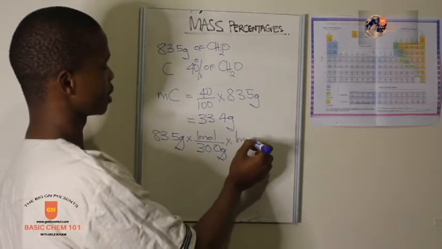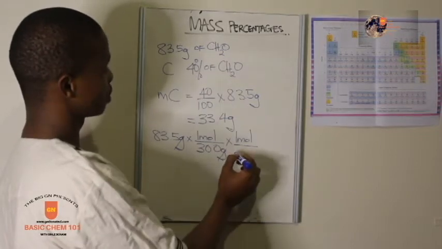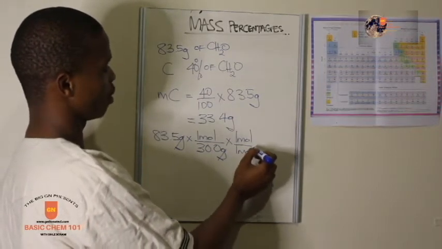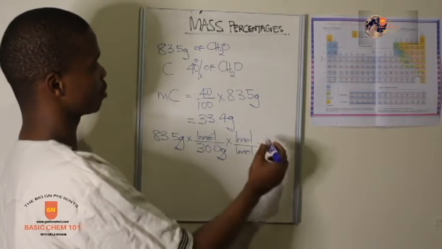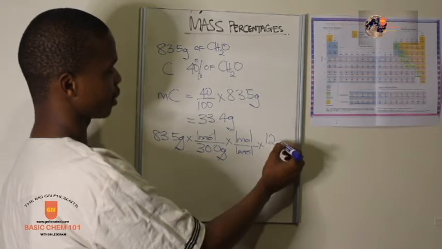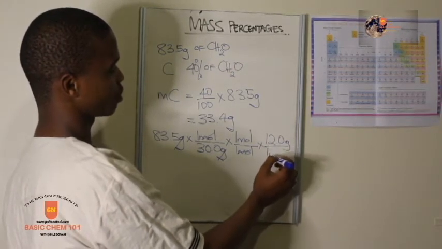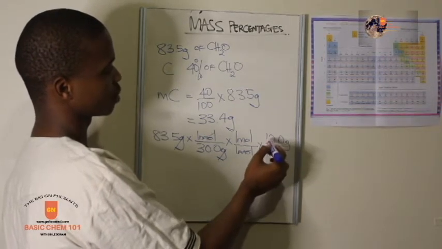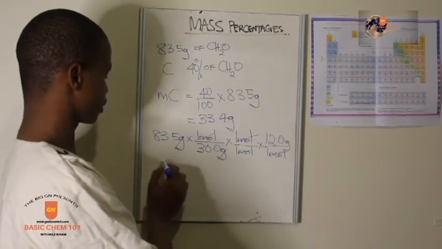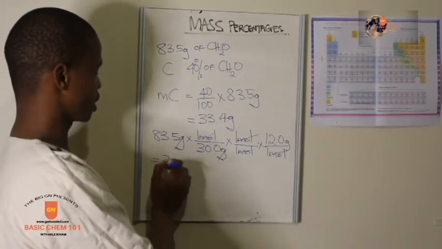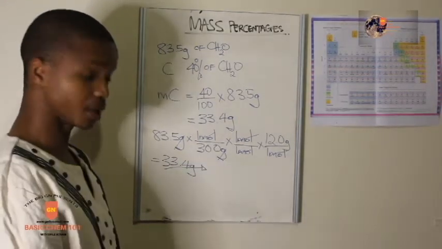Then 1 mole of carbon is equal to 1 mole of formaldehyde, right? Then from here we can multiply by the molar mass of carbon, which is 12 grams per mole. This should give us the same answer. So we are learning.